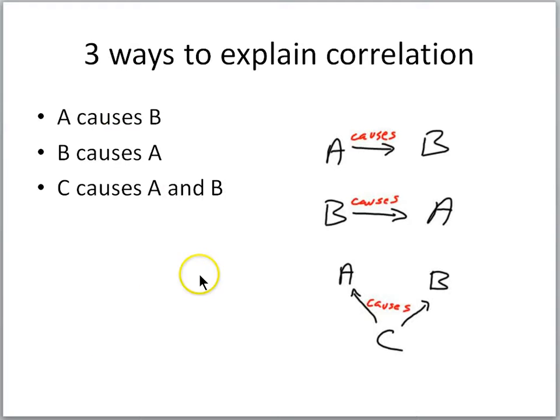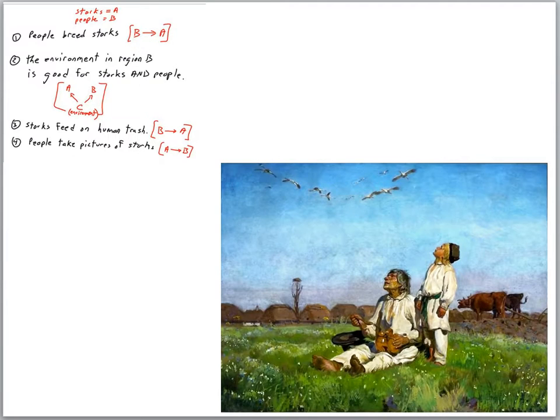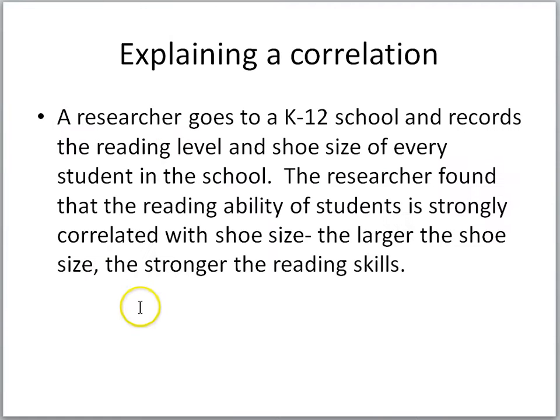So in summary, for the stork case, again, if storks and people are correlated, by the way, it also means that people and storks are correlated. The correlation goes both ways. There are 3 ways to explain that correlation. To explain is to give the cause of something. So we can say A causes B, B causes A, or C causes A and B. Now let's take a look at another example.